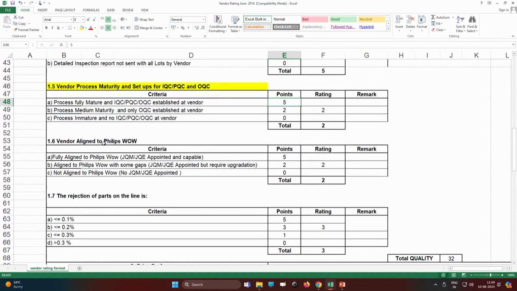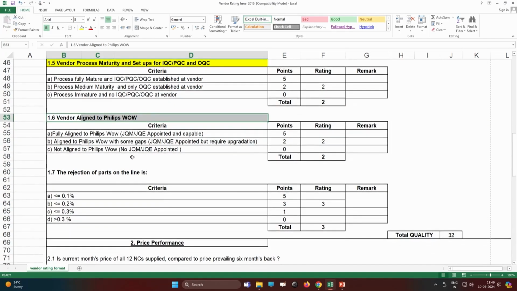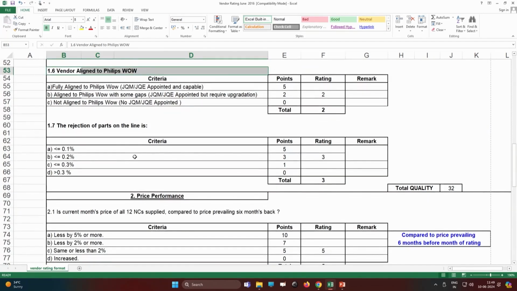Then vendor aligned to, this is related to the Philips program because I was working with that. So there is the Philips Bow program, right? Under that program, if you are fully aligned, whatever measures they have suggested, you have also implemented, so then 5 points, right? If any particular suggestion from any part.